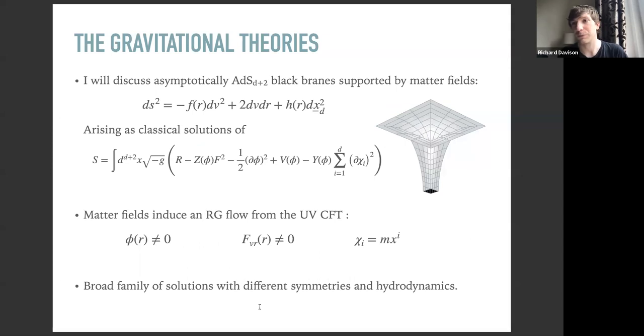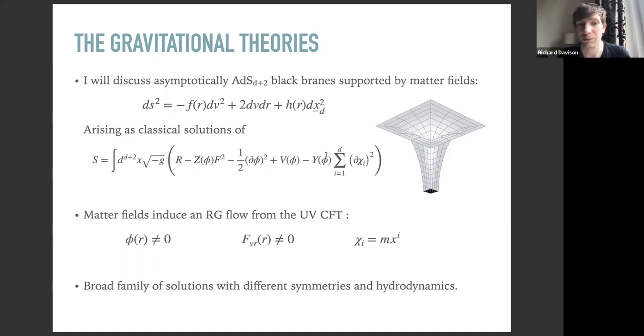Okay, so let me move on now to explain why are these results true? I'm going to be discussing asymptotically AdS D plus two black branes supported by matter fields whose metric has the following form. Okay, so this is written in ingoing coordinates V here, and it's characterized by two functions F of R and H of R. And these things I'm going to specifically consider solutions like this that arise from a gravitational action, which is an Einstein, Maxwell, Dilaton, axion type action with some general scalar potential V of phi and general gauge coupling Z of phi and further coupling here Y of phi.